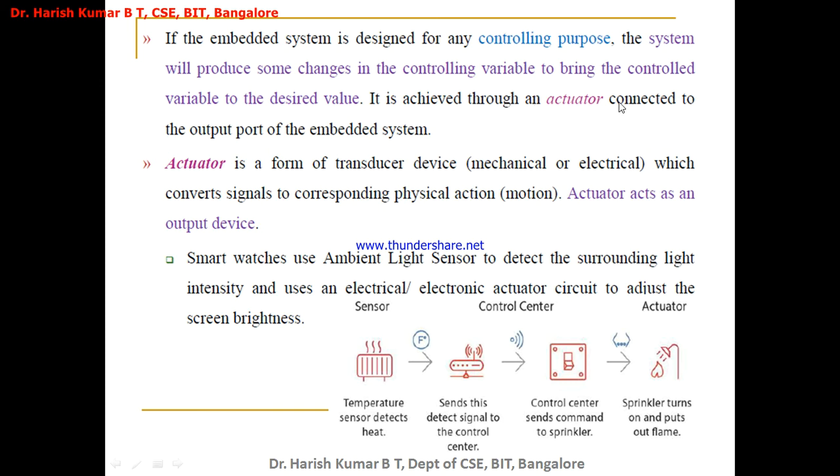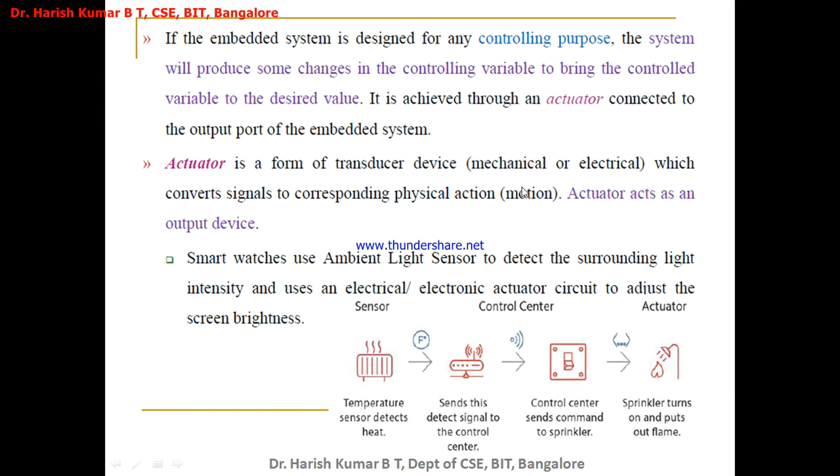And it is achieved through an actuator connected to the output port of the embedded system. The system which is designed for controlling purpose will produce some changes in the controlling variable to bring the controlled variable to a desired value, and this is achieved through the actuators which are connected to the output ports of the embedded system. Now here the actual definition of the actuator you can find.